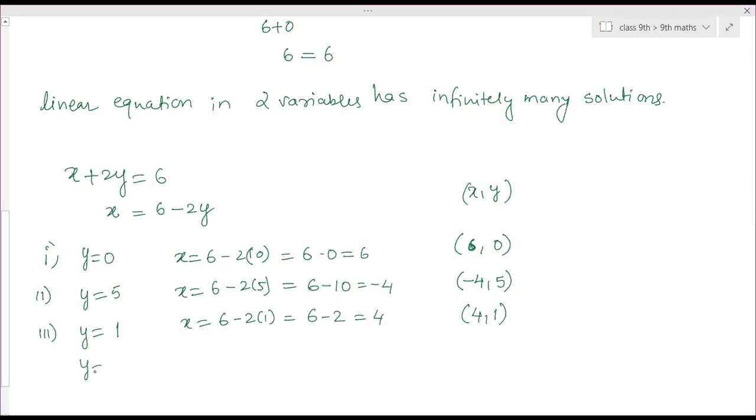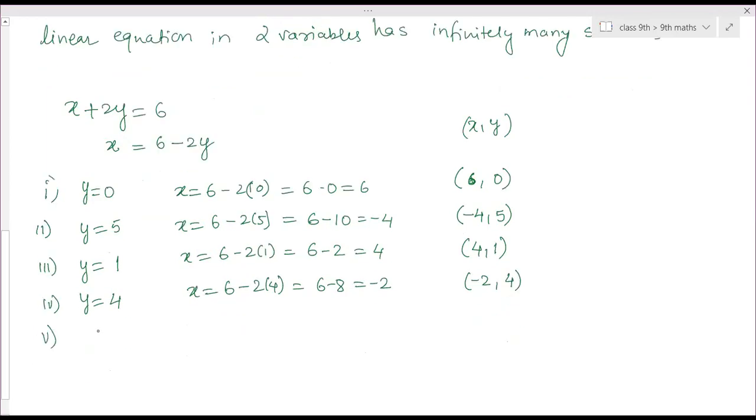Then yes, Anurag, y is equal to 4. Fine. Then x is equal to 6 minus 2 into 4. That is 6 minus 8, which is minus 2. So we'll get the solution minus 2 comma 4. It's clear? Yes, ma'am. Then any other now.